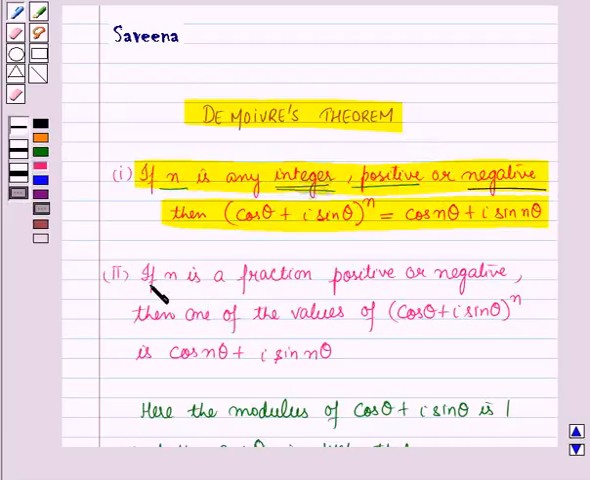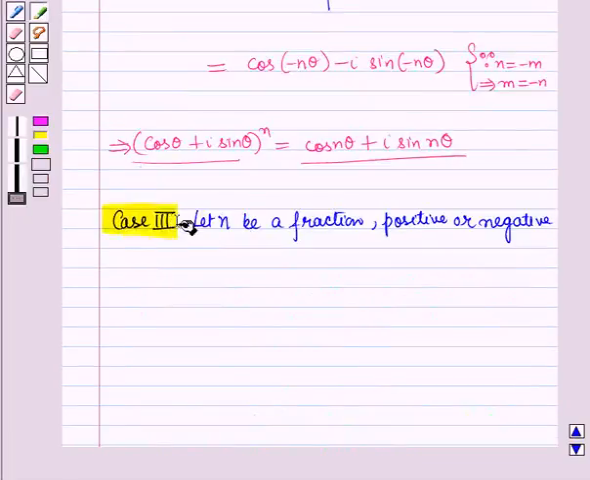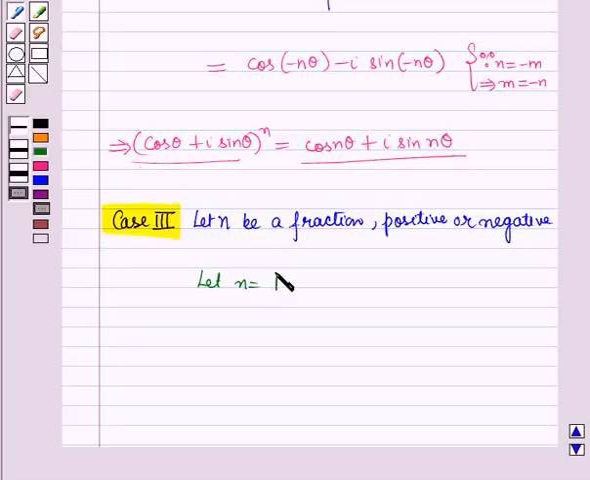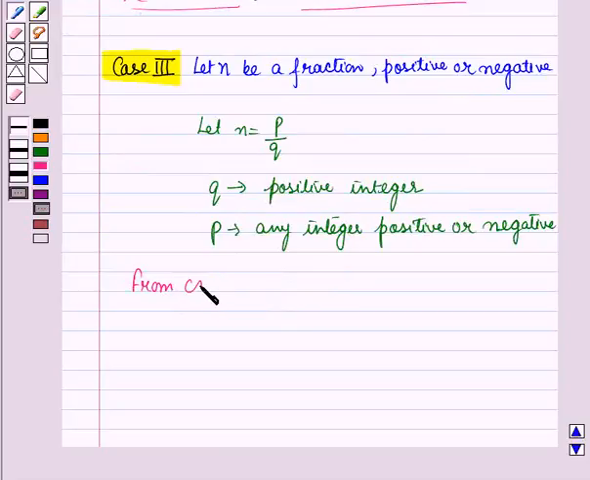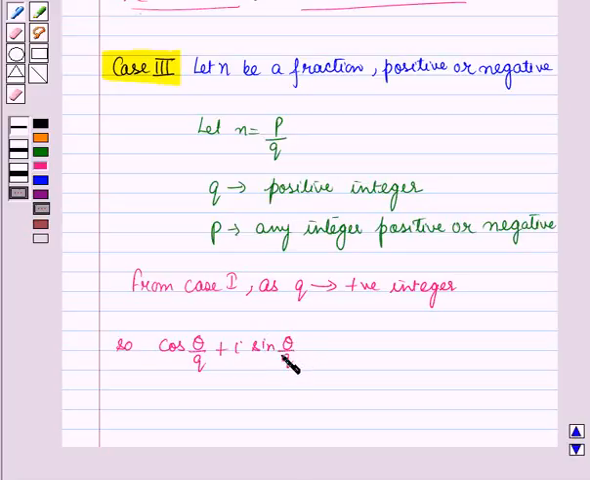Now let us discuss the case if n is a fraction, positive or negative. Now this is the case 3, and here let n be a fraction, positive or negative. Now let n is equal to p over q, where q is a positive integer and p is any integer, positive or negative. Now from case 1, which we have discussed earlier, as q is a positive integer, so cos theta by q plus iota sine theta by q whole raised to power q is equal to cos theta plus iota sine theta.